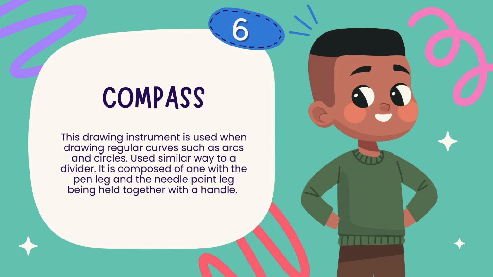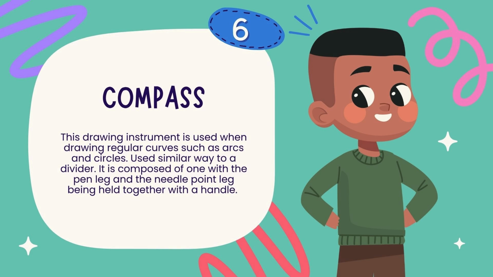Compass. This drawing instrument is used when drawing regular curves such as arcs and circles. Used in a similar way to a divider. It is composed of one leg with the pen and the needle point leg being held together with a handle. A compass is an essential drafting tool used to draw accurate circles, arcs, and curves. Its main contribution to drafting is in helping drafters, engineers, and architects create precise geometric shapes and measurements that are difficult to achieve by hand.